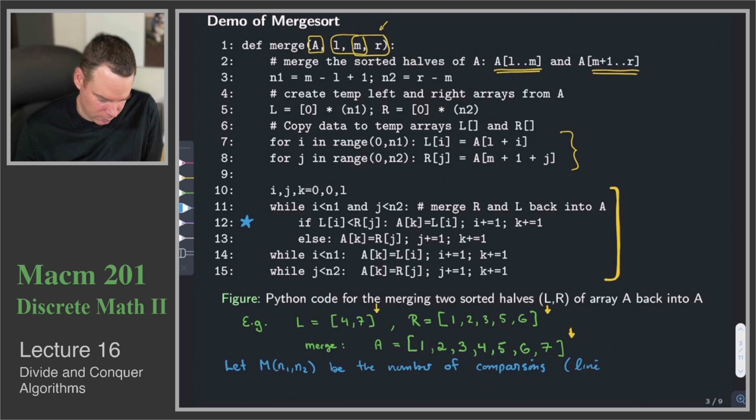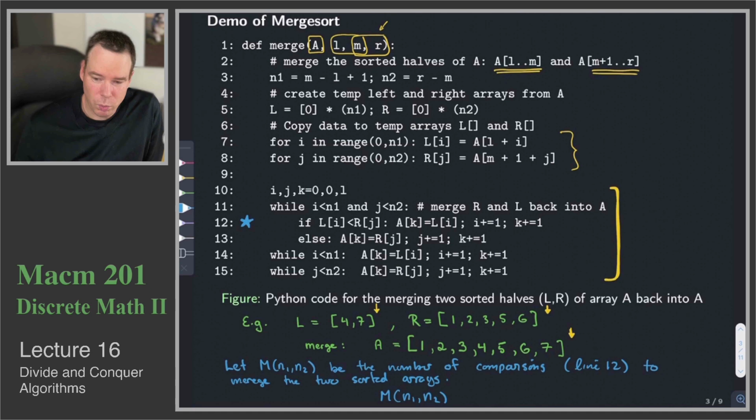So this is line 12. So it's the number of comparisons to merge the two sorted arrays. Do we know anything about it? Well, what's the worst case scenario? We actually did the worst case scenario in this example. We just have to count up how many comparisons we did. So how many comparisons did we do in total? Probably would have been a good idea to keep count of this, but we can do that fairly quickly here.